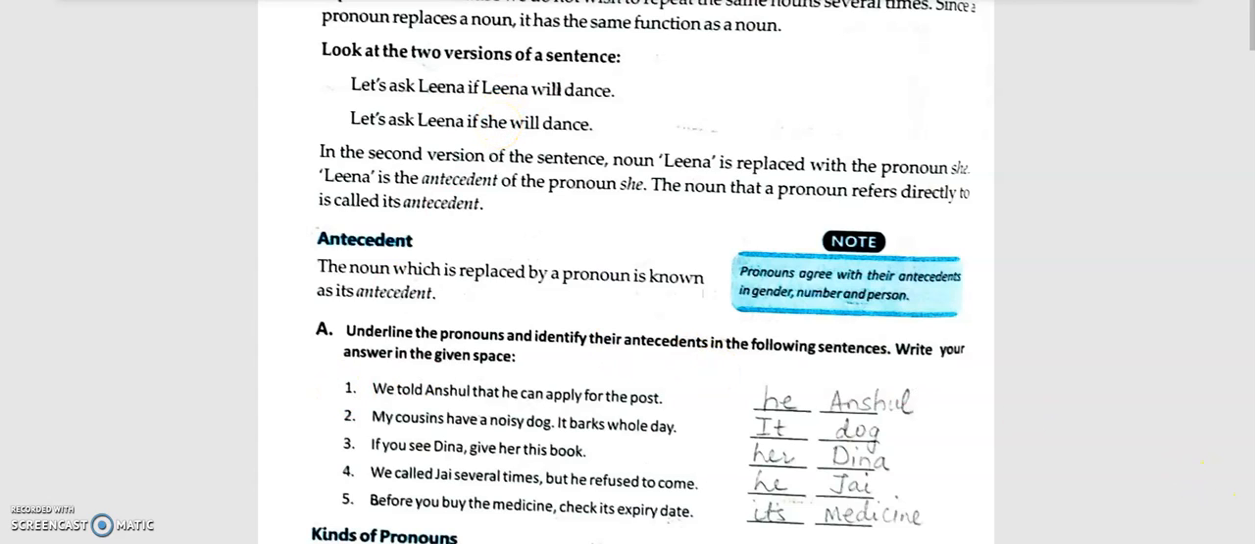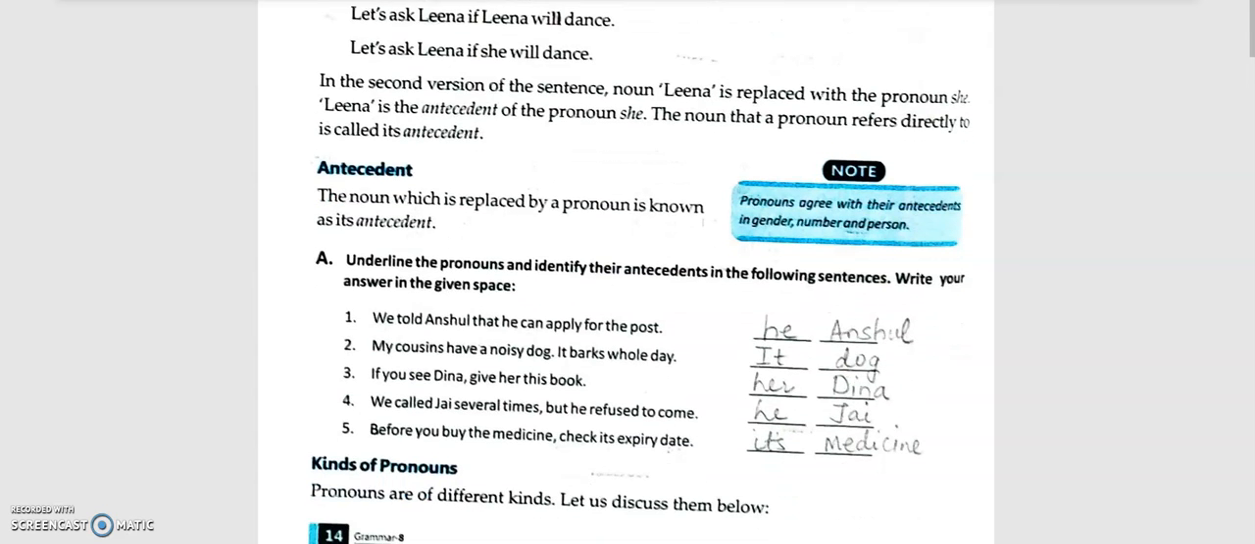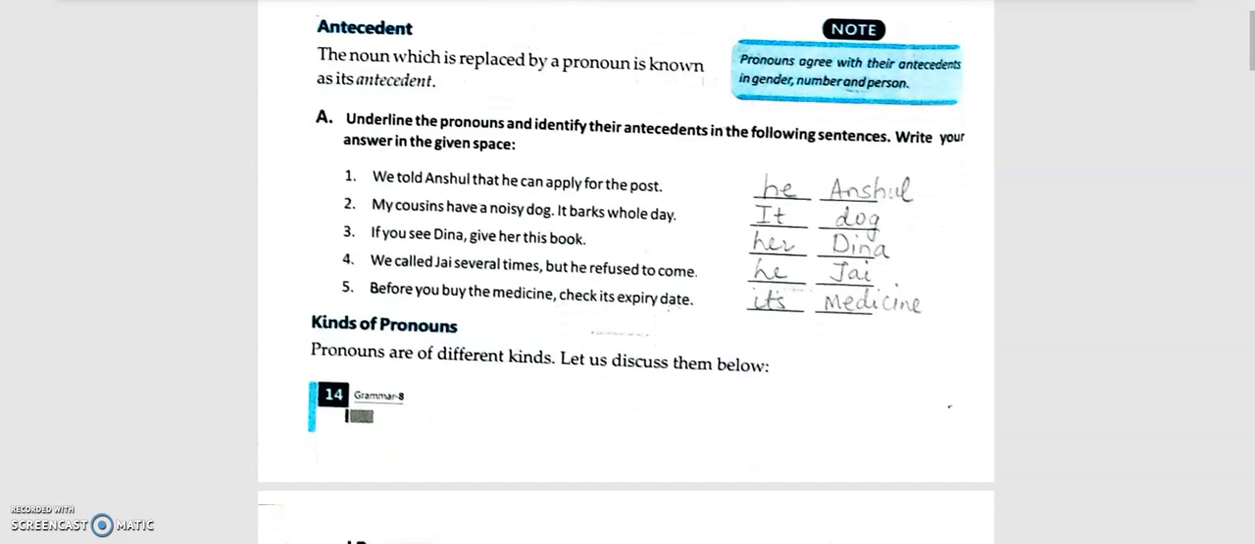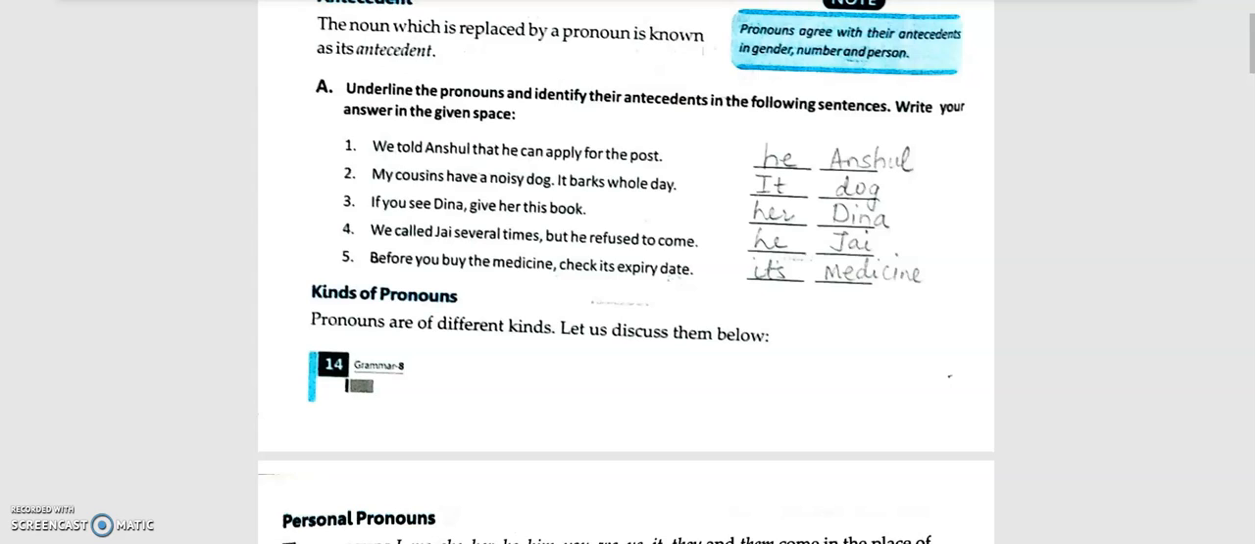Let's look at this simple exercise here. It will make you understand better. Now underline the pronouns and identify their antecedents in the following sentences. Okay, we are going to underline the pronoun, which one is the pronoun and which is the antecedent. That means which noun did we replace with the pronoun.